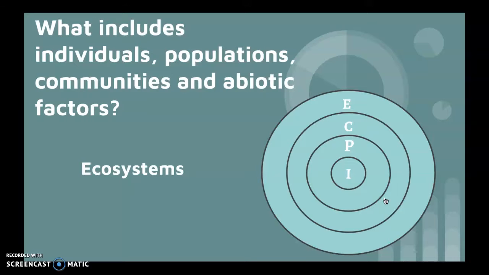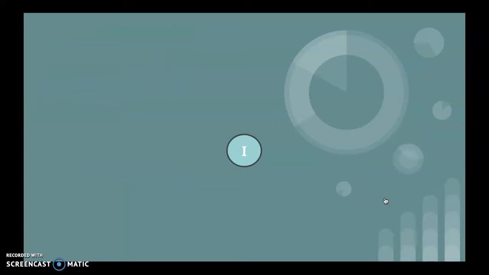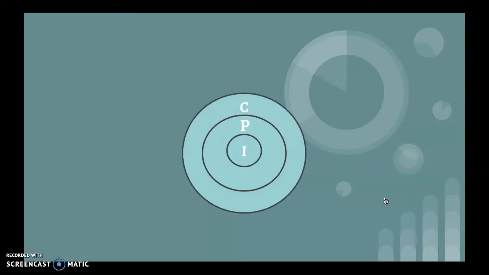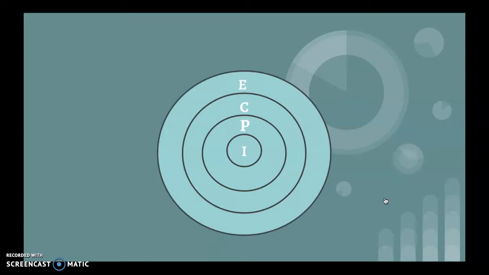Let's review this diagram. We have our individuals, which is only one, followed by populations, which is more than one individual. After that, we move on to communities, which is multiple populations. And lastly, we have ecosystems, which is a community, population, individual, and abiotic factors all combined.